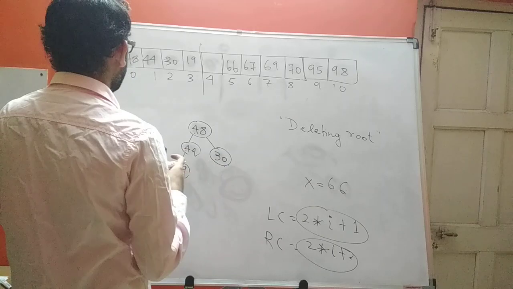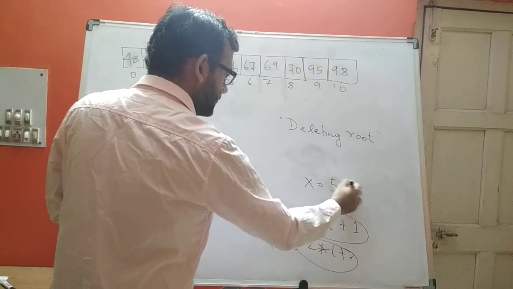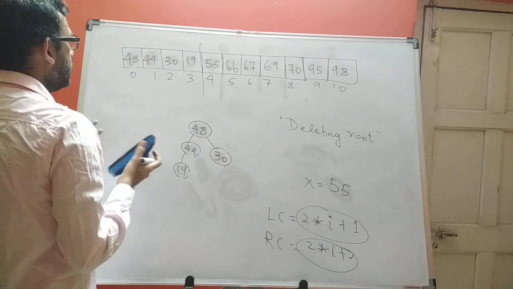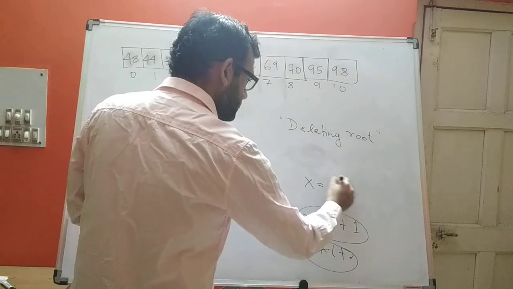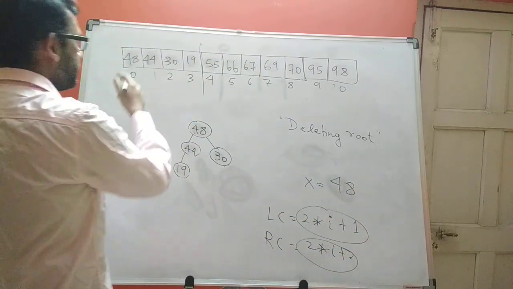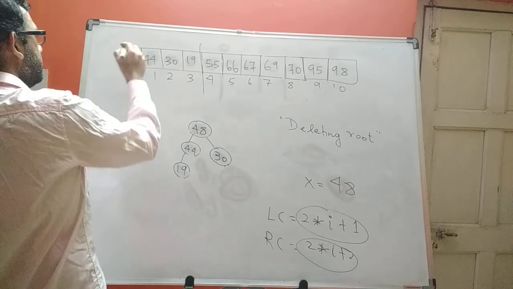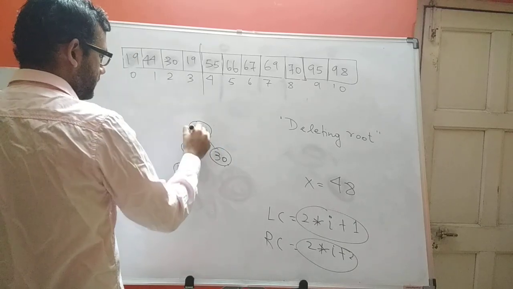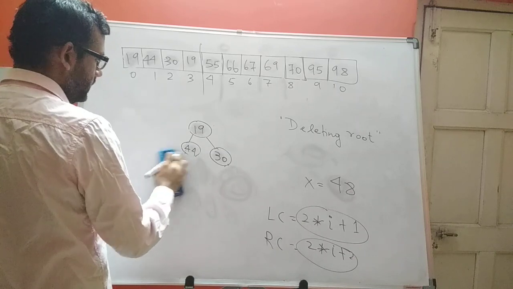Now which was the node that I just deleted? I just deleted 55. So let me place 55 here. Now which node do I want to delete? I want to delete 48. So I'll replace 48 with the last node. Which is the last node? 19. So 48 is replaced by 19 and 19 is completely removed.